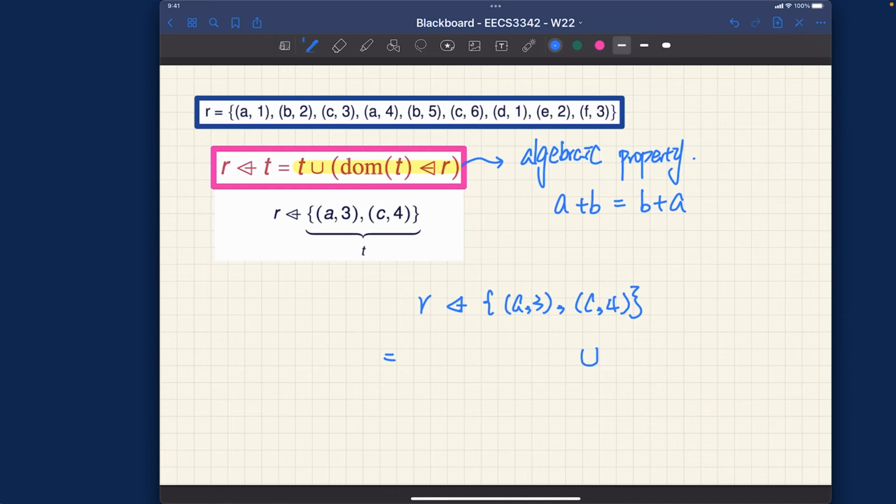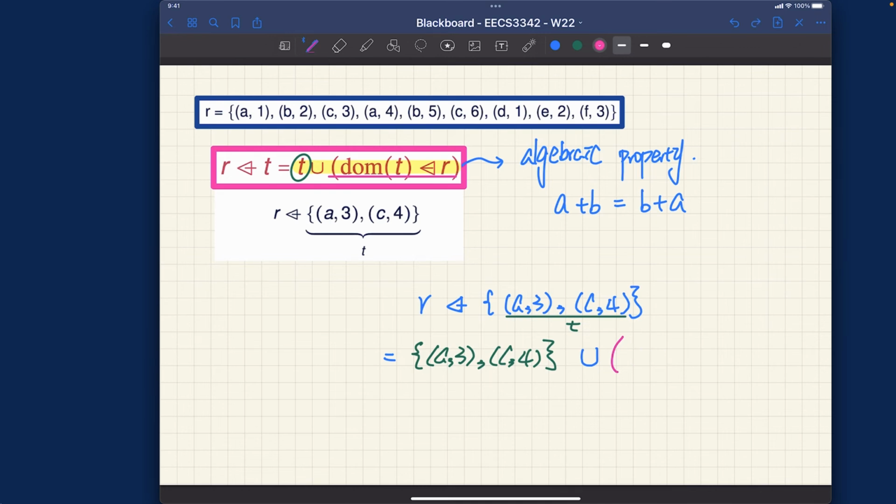And it's going to be two parts. The first part will just be T. And T will just be this guy over here, right? This is T. So let's write it down. It's going to be A3 and also C4. Okay, that's the first part. What about the second part? The second part is going to be this expression over here. Let's write it down. It's going to be the domain of T.